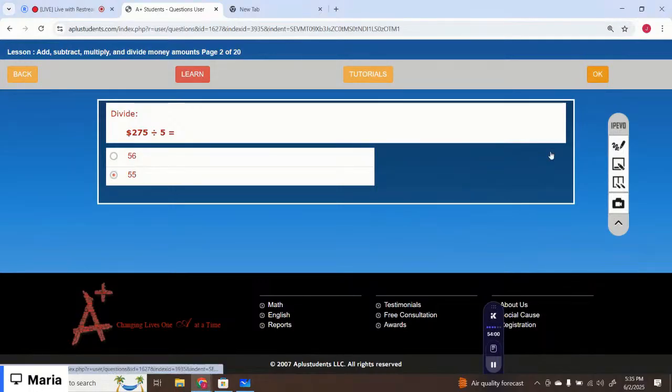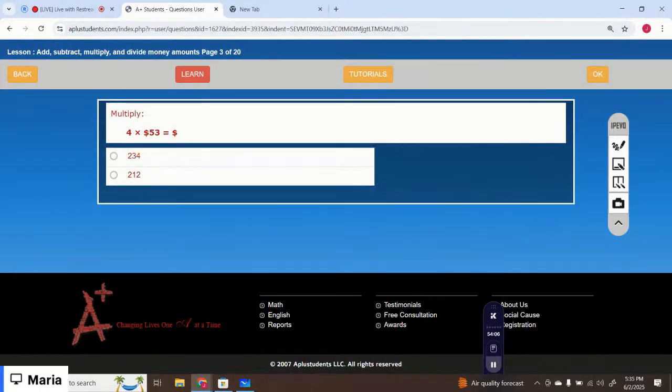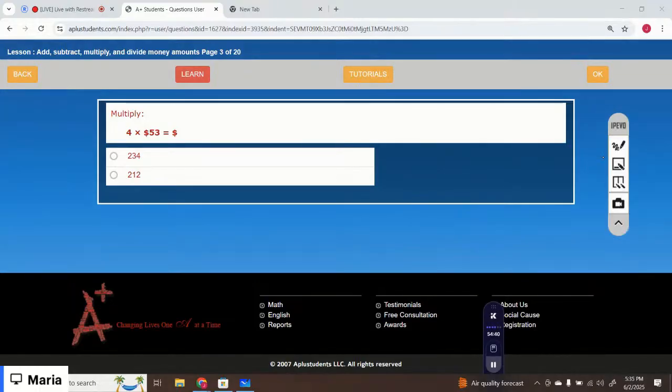Okay, the next one is 4 times 53, which is the correct option? 4 times 3 is 12, 2 and carry 1. 4 times 5 is 20 and 1, 21. Option number two is the correct option. That is 212. Option number two is the correct option.